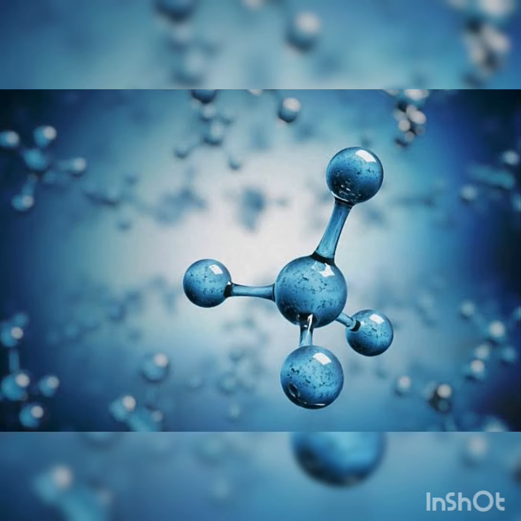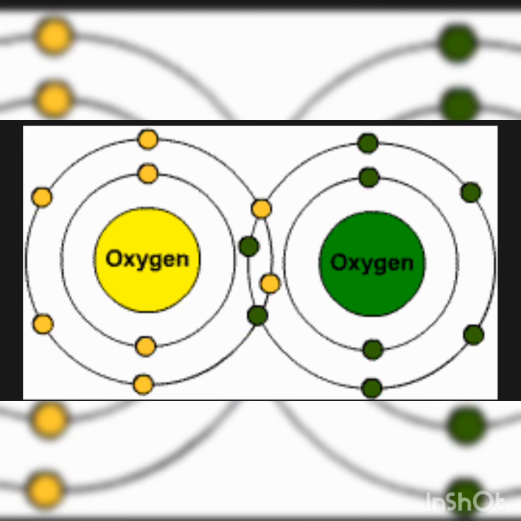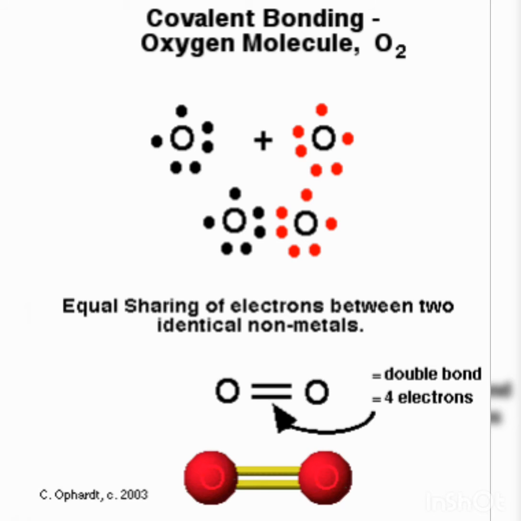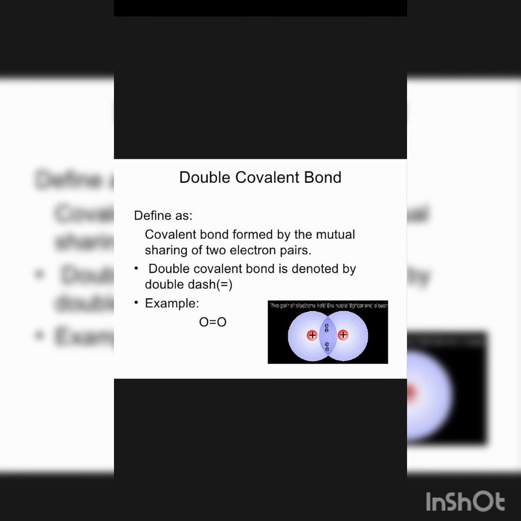So now in this case, what will happen? Yes, it will form bond with another oxygen atom to get stable, forming O2 molecule. As you can see from the picture, each oxygen atom is contributing 2 electrons. So in this case, the bond formed is double bond and is represented by a double line.